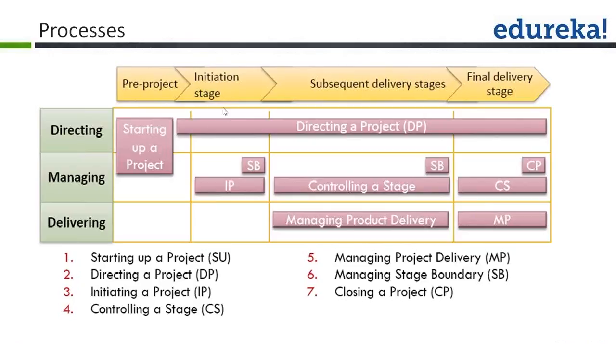In the initiation stage, we have two processes, IP, which stands for initiating a project, and SB, which stands for managing a stage boundary. And during the subsequent delivery stage, in every delivery stage, we have got three processes: controlling a stage, managing a product delivery, managing a stage boundary. However, in the final stage, this managing a stage boundary is replaced by closing a project process.